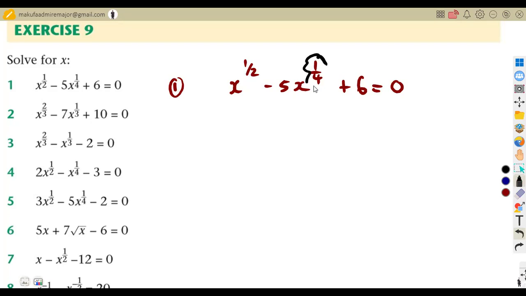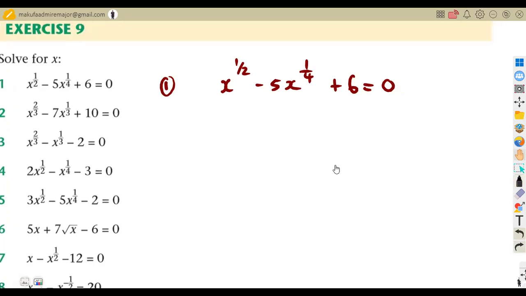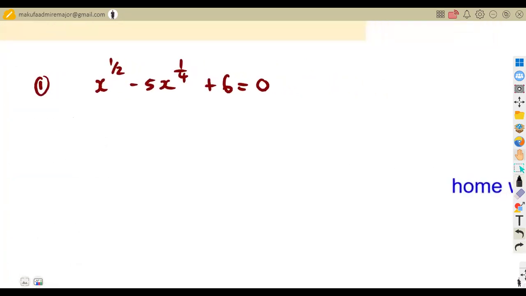There is an exponent of 1 over 4. There is an exponent of 1 over 2. So how are you going to tell whether you're going to write this exponent in terms of this, or this in terms of this? Always check the numbers that you're given. We have got 1 over 4 as the exponent. So you check for the one that has the smaller exponent, so that you write the one with the bigger exponent in terms of the smaller one.